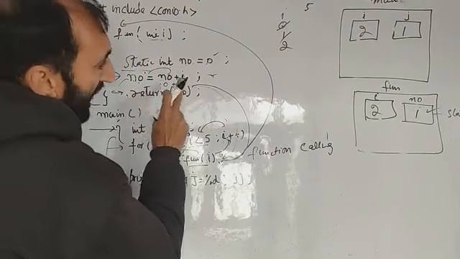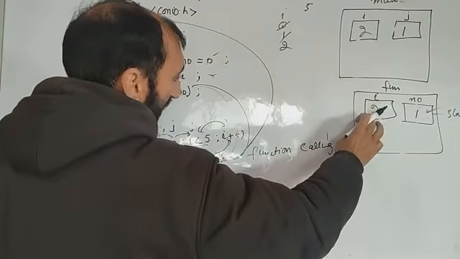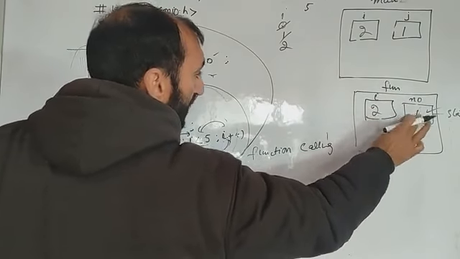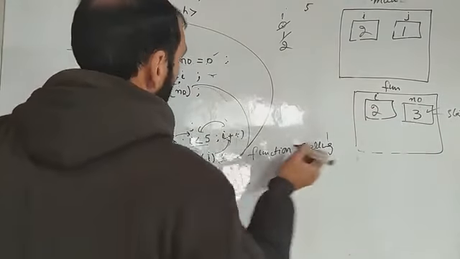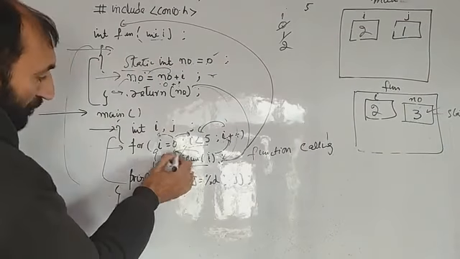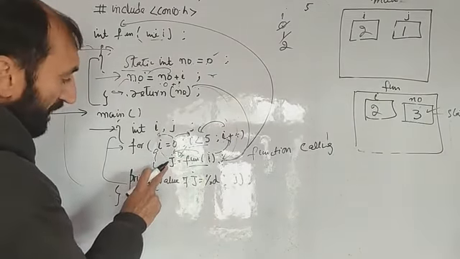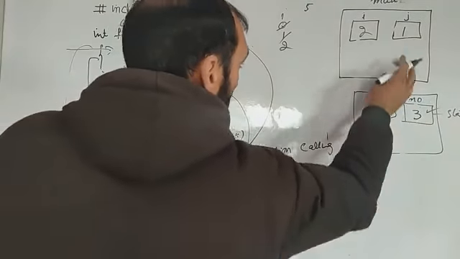Number equal to number plus i. Number was 1, 1 plus i, which is 2. So 1 plus 2 becomes 3. The new value is 3. Return number. That means 3 gets returned. The call gets stored in j, so j's value becomes 3.